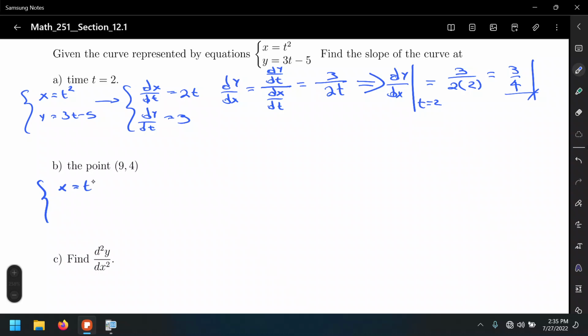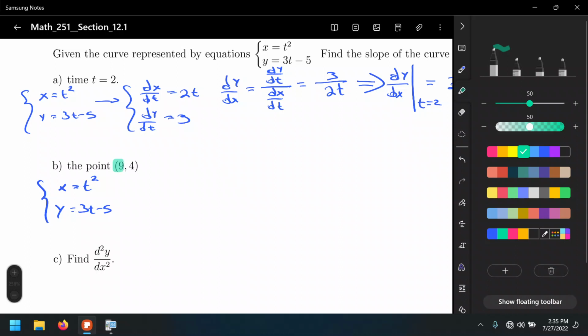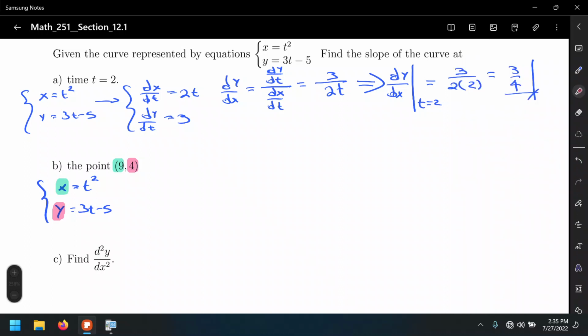x equals t squared, y equals 3t minus 5. Okay, so what we're going to do is set x equals 9 and set y equals 4. Plug them into the corresponding left-hand side of each parametric equation.